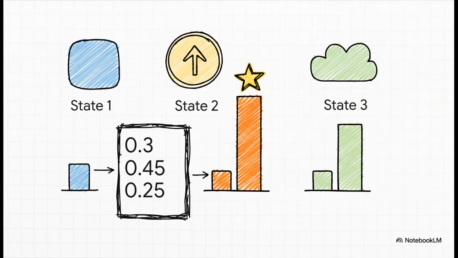And voila! After we do the multiplication, this is what we get. Our new vector, mu1, is 0.3, 0.45, 0.25. So what does that mean? It means that after one time step, there is now a 30% chance of being in state 1, a 45% chance of being in state 2, and a 25% chance of being in state 3. See how the probabilities have changed? They've shifted. We've just used math to predict the future.